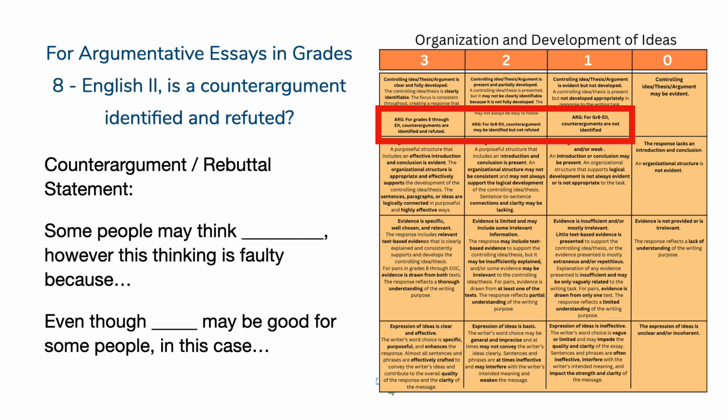So again, grades 6 and 7, they may be asked to write argumentatively, but they're not expected to have the counter-argument identified and refuted. Grade 8 through English 2, if it is an argumentative essay, then the counter-argument should be identified and refuted for it to get a 3. The counter-argument identified but maybe not refuted would be in the 2 column. And then if the counter-argument is not identified for that thesis row, it would be a 1.